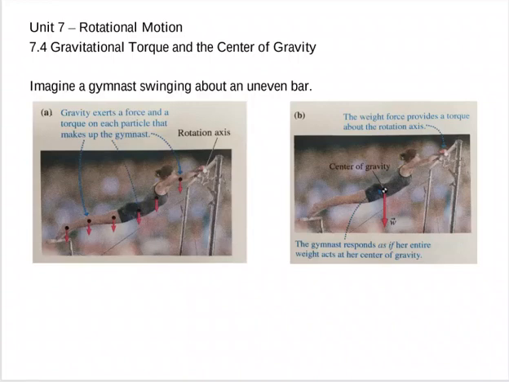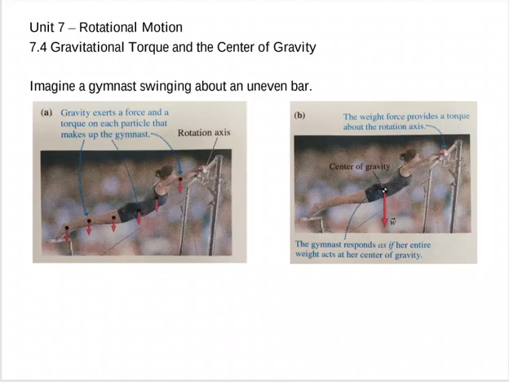So section 4 is gravitational torque and the center of gravity. We're learning about something new called center of gravity. It's not really new, but we're finally using extended bodies, so we've got to talk about center of gravity. We have this gymnast here. It's a great example. The gymnast is swinging around the higher bar on the uneven bars.